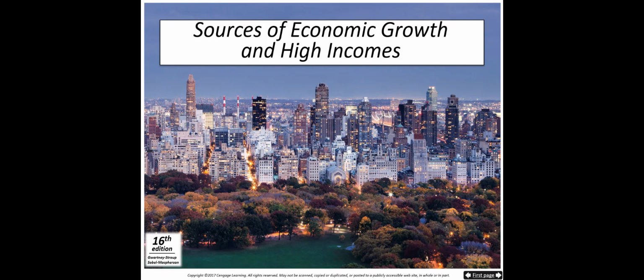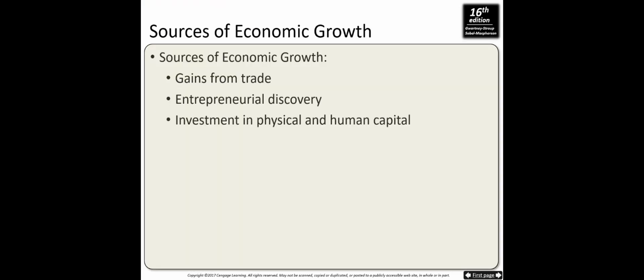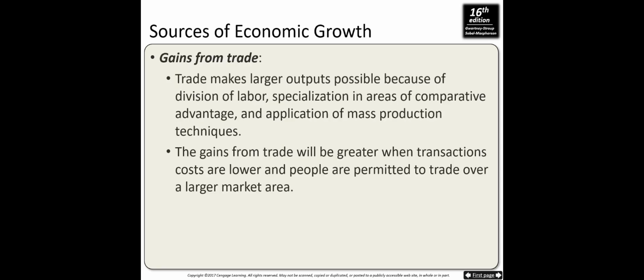Next, let's talk about sources of economic growth in high-income countries. We have 3 sources of economic growth. The first one is gains from trade. The second one is entrepreneurial discovery. The third one is investment in physical and human capital. The first one is gains from trade. Trade makes larger outputs possible because of division of labor, specialization in areas of comparative advantage, and application of mass production techniques. The gains from trade will be greater when transaction costs are lower and people are permitted to trade over a larger market area.